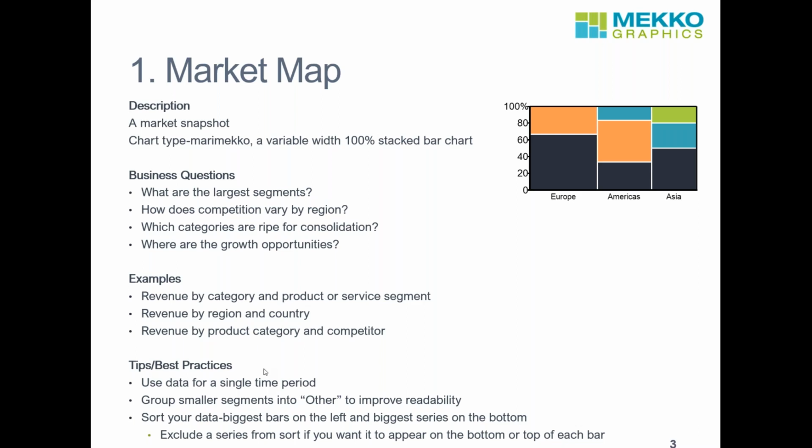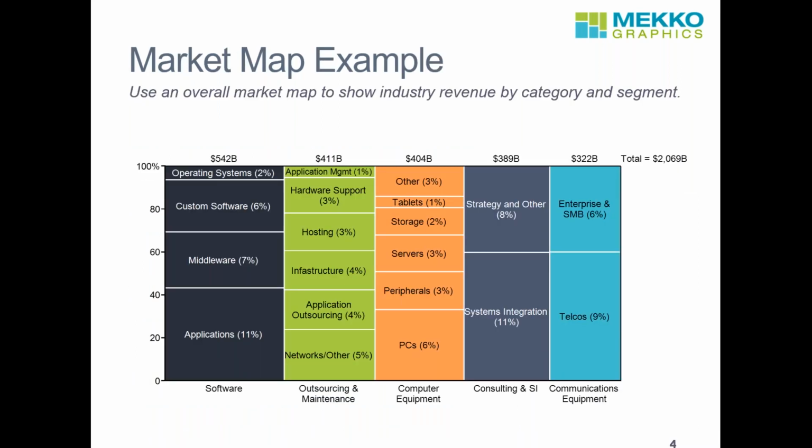Let's start with the market map. The market map is done with a Mekko chart, and the market map is a great chart if you're trying to understand a market and how it is segmented. You can do it at a high level, like the chart you're looking at now, which breaks down the $2 trillion information technology market into categories and subcategories.